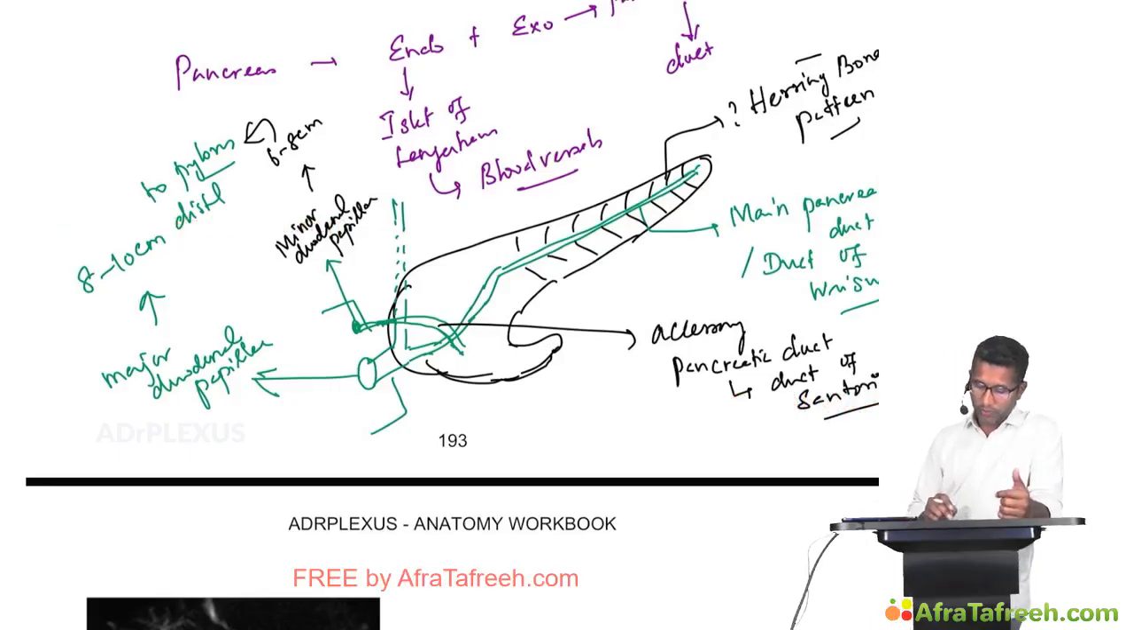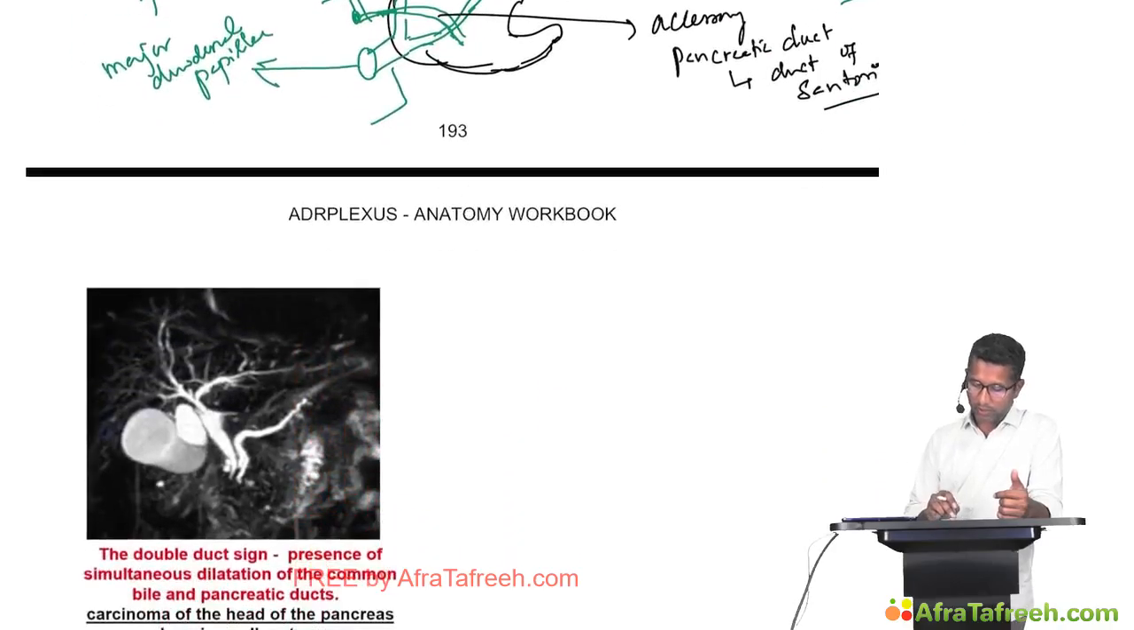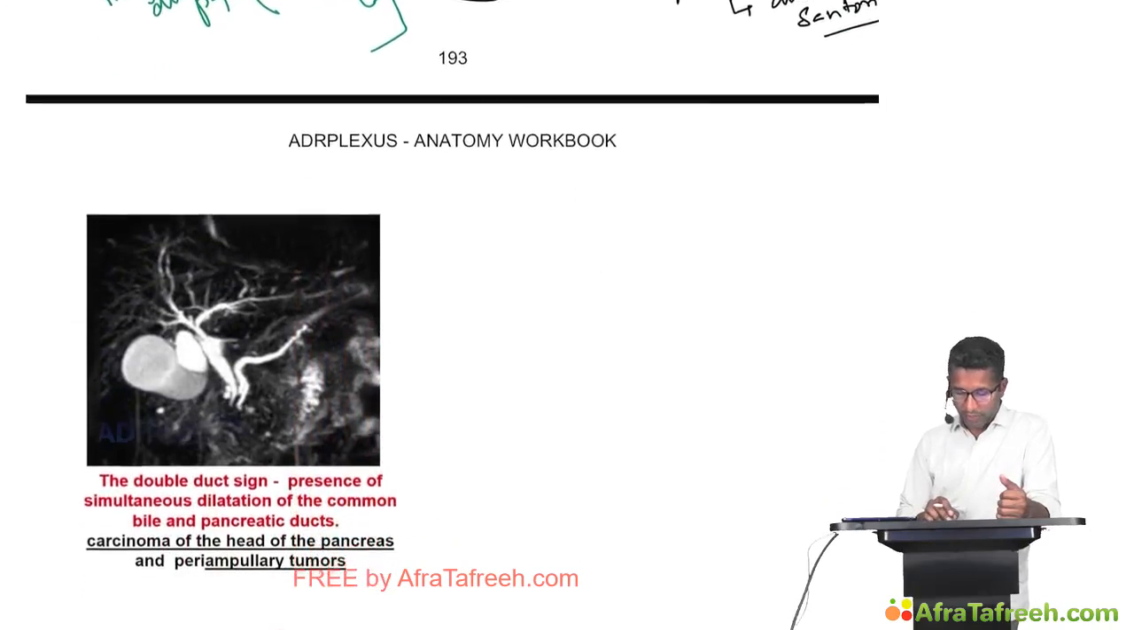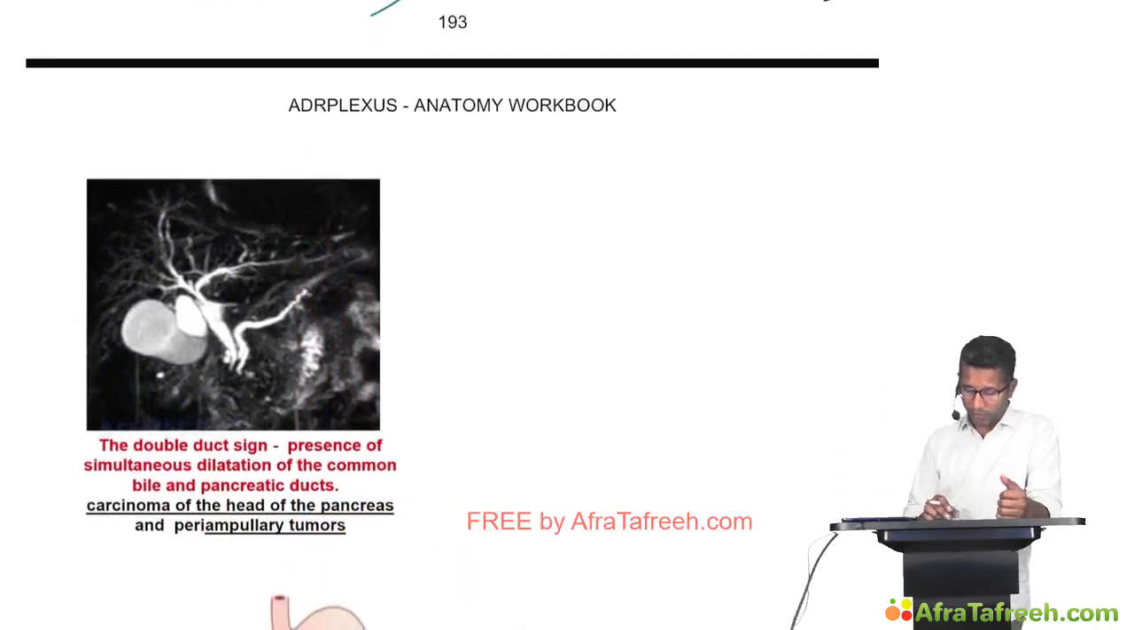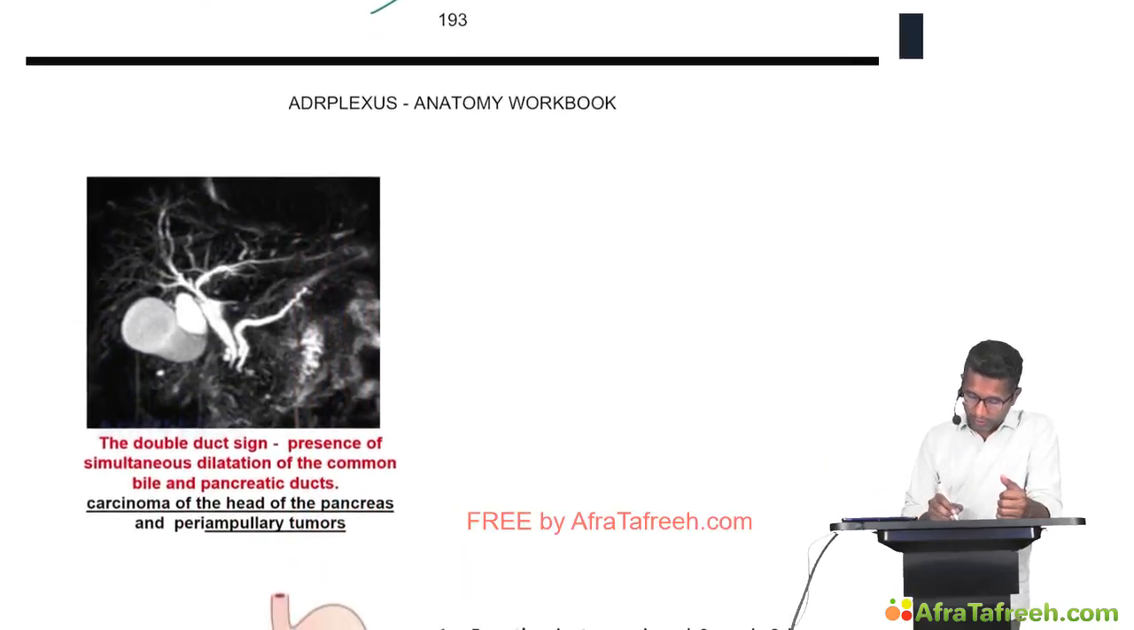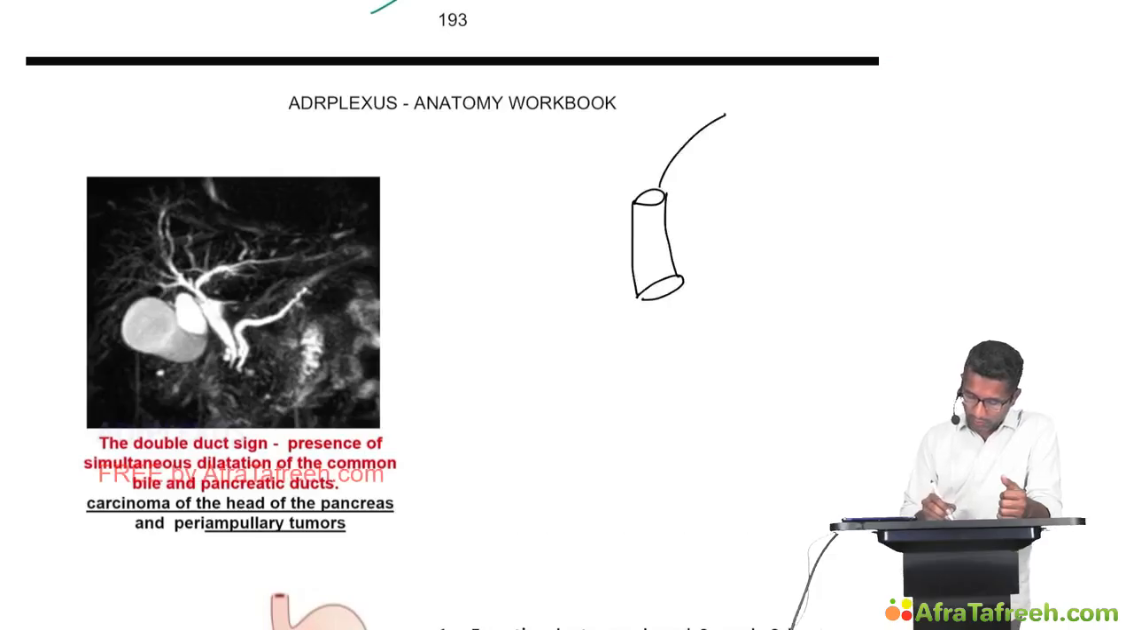Okay, so the pancreas is a part which develops from the foregut. Let us consider the distal part of the foregut, where the second part of the duodenum ends. So this is the distal part of the foregut.